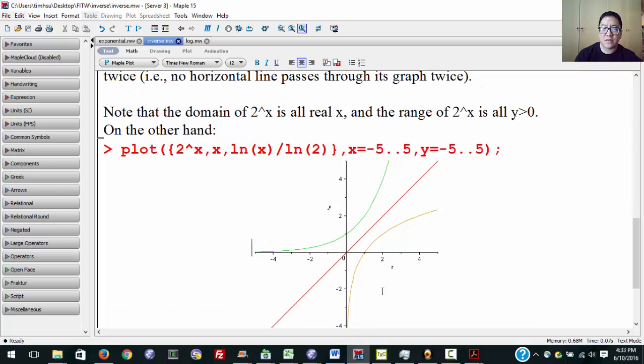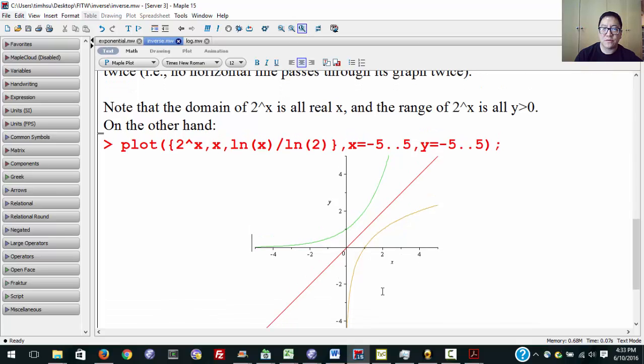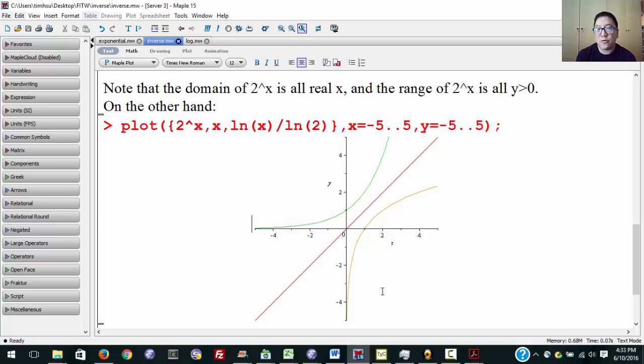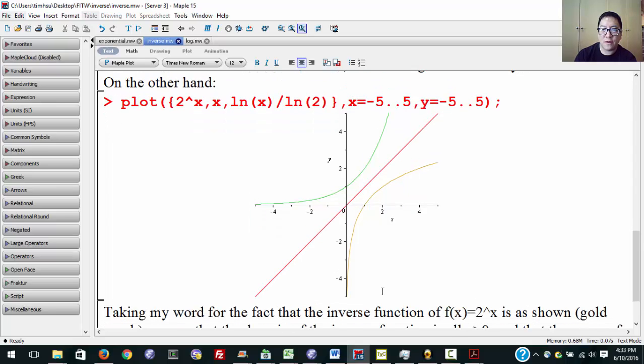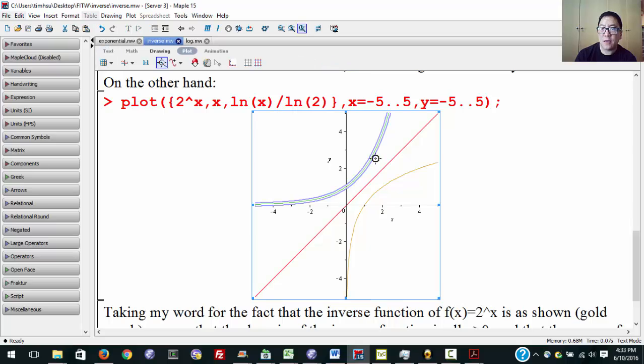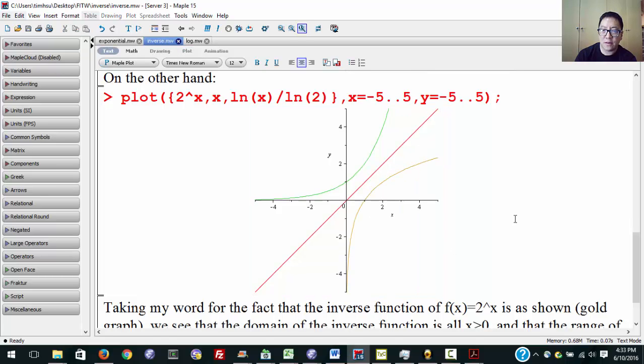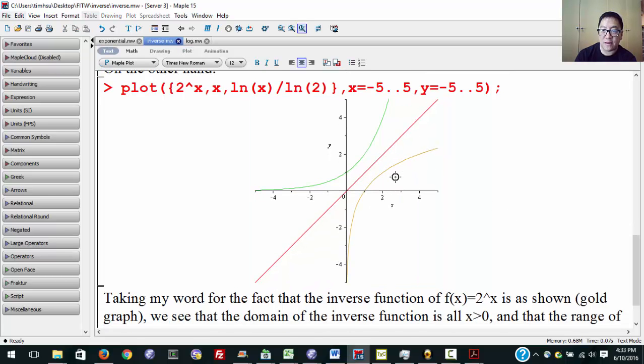Okay, so returning to our example where the forward function is f of x equals 2 to the x, again, let me repeat that the domain of 2 to the x is all real x, and the range of 2 to the x is all y greater than 0. But on the other hand, here we have the graph of the forward function, f of x equals 2 to the x, and here's the graph of the inverse function, f inverse of x.